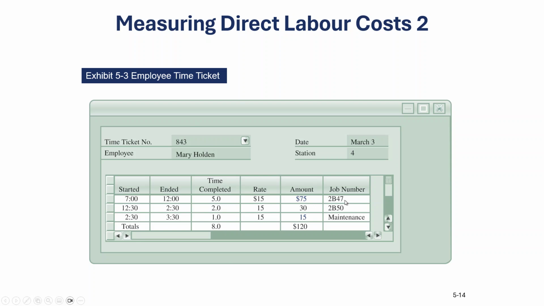So you see that this is job number this, job number that, and then this is maintenance. So that means anytime you assign a job, it's considered to be a direct labor. But anything you don't have a cost here, that may go into the manufacturing overhead, because this is the indirect cost. Okay, so now you see that we were looking at the job number 2B47, the $75 will go there, and there may be another job sheet that will have a job number 2B50, and the $30 will go there directly.